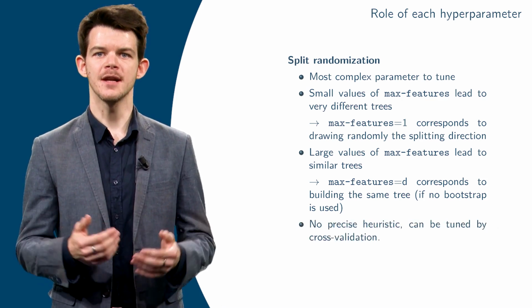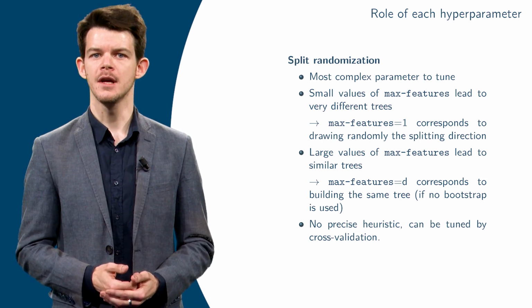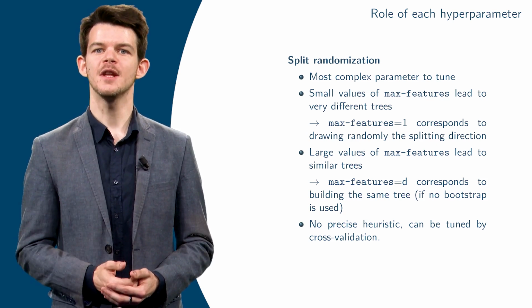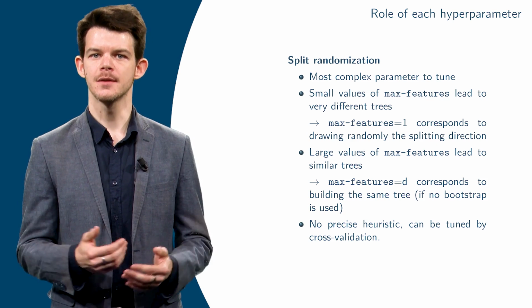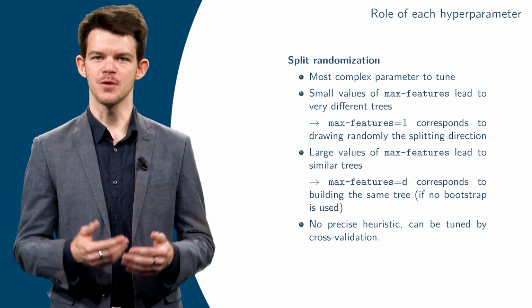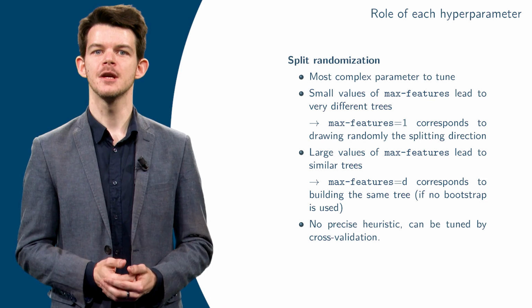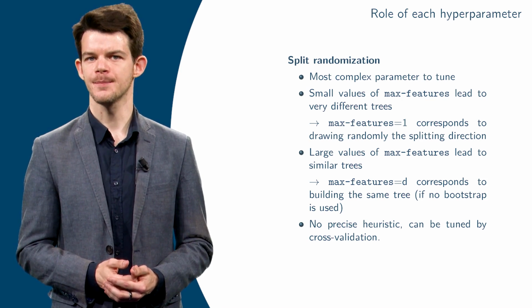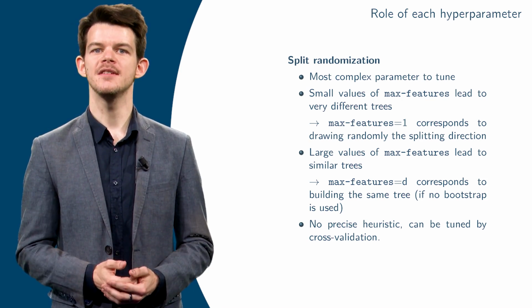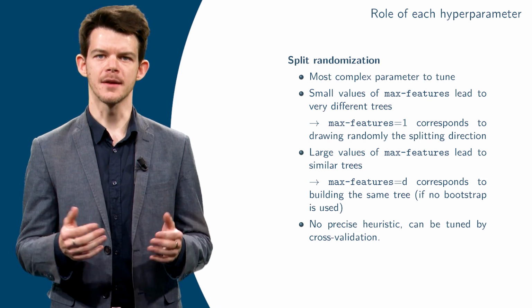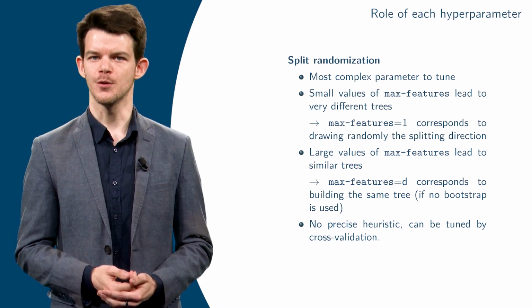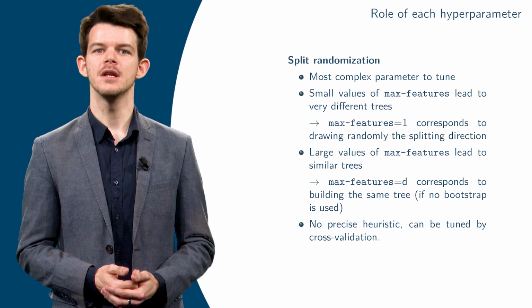However, beware that when using max_features equal to 1, the diversity is maximal, but the directions of the splits are not chosen according to the data. The resulting trees are very different, but potentially not very predictive. For this reason, the optimization of this parameter is often complex. The use of a test set to find the optimal value of this parameter is to be preferred.